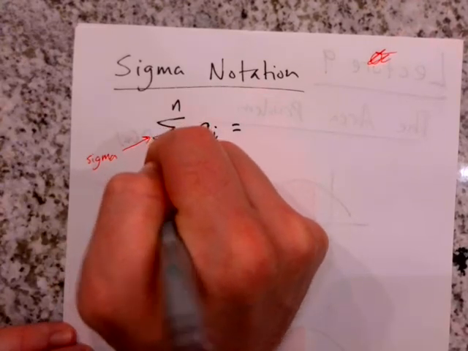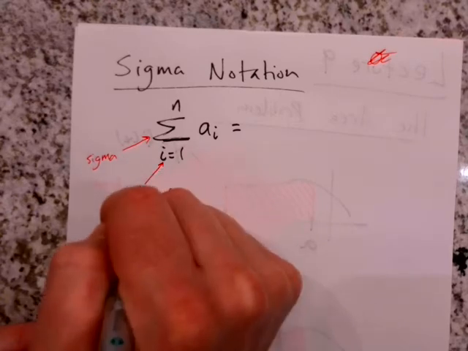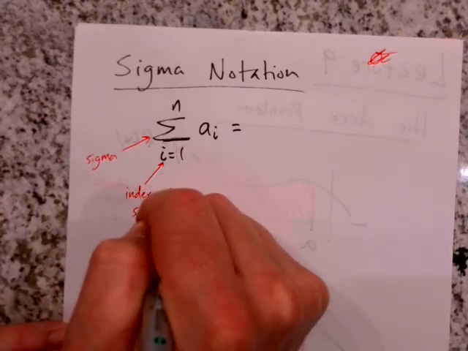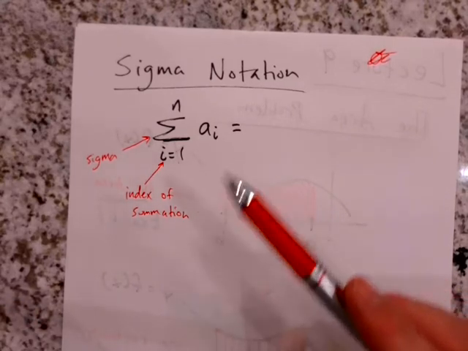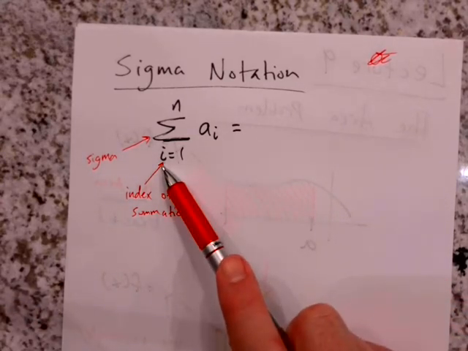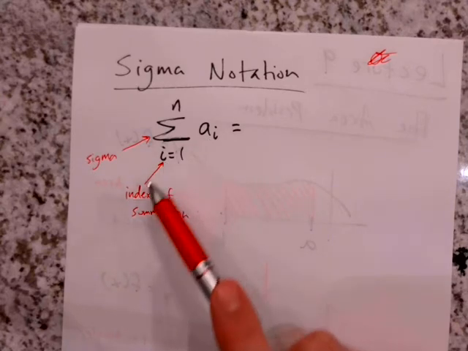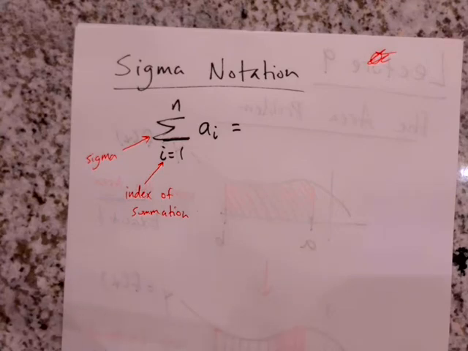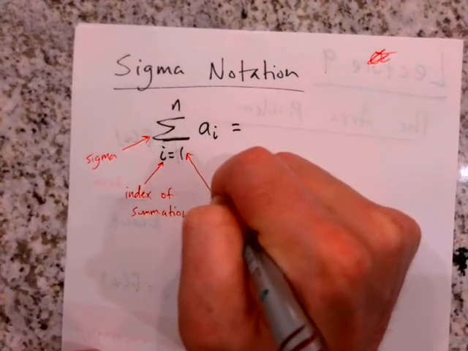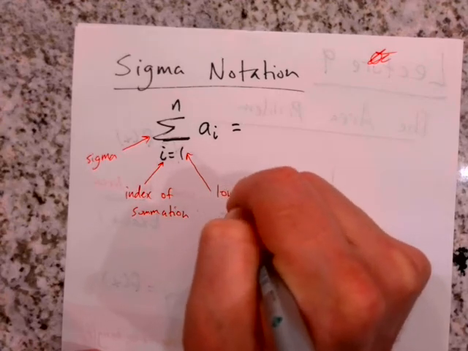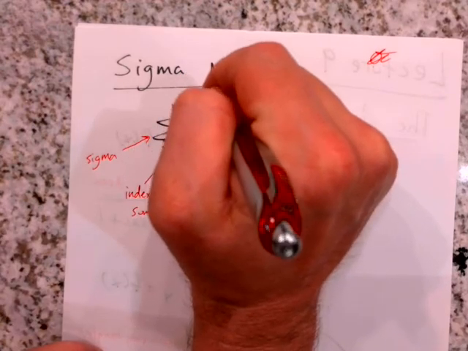This right here, this is the index of summation. This is important. It's not always i. Sometimes it's j or k, sometimes it's n or m, but this tells you what the variable in your expression is. So whatever is right there, that is your index, that is what changes in your expression. This is your lower bound. It's the first number that you plug into your expression. The number on top is the upper bound.